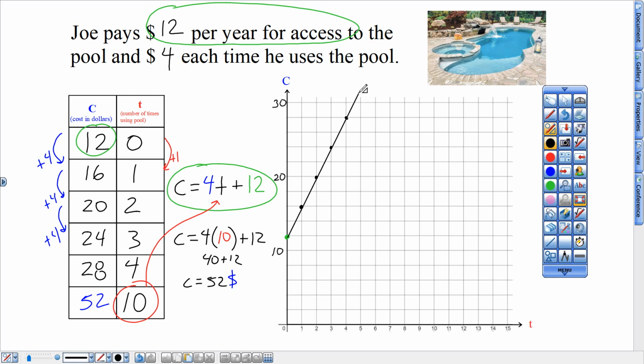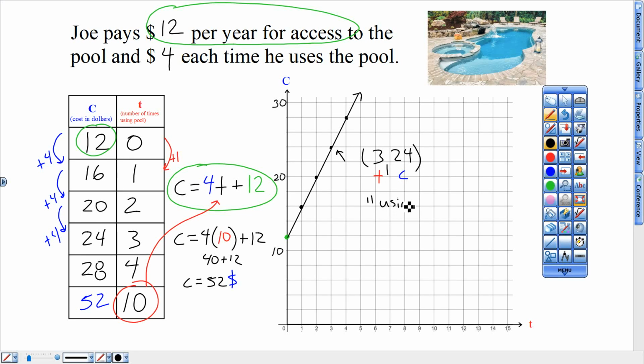Make sure you have arrows at the end of that line always. They're really nitpicky about that. And then for this one, I want you to look at this point right here and write this. That's 3, 24. What does that mean? That means using the pool 3 times cost you $24. You need to know that.